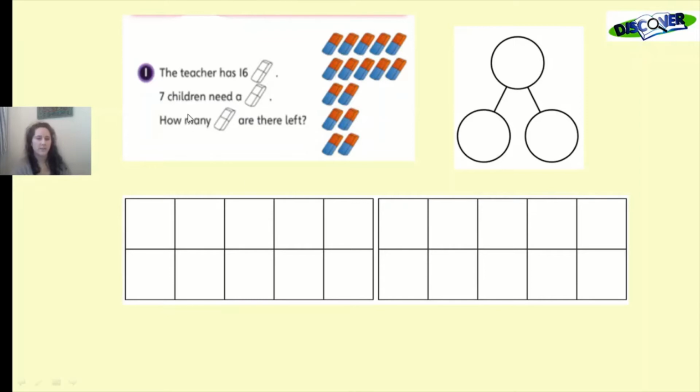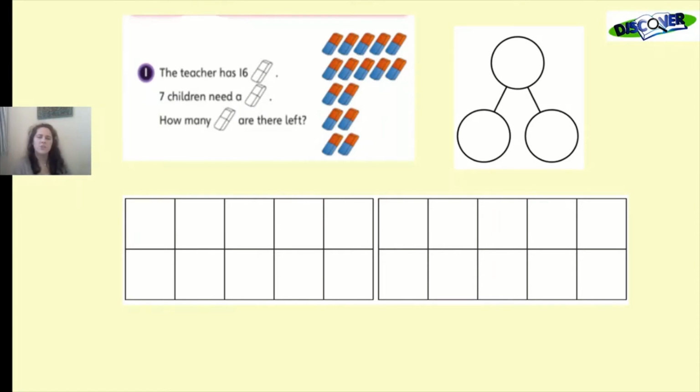We'll start by reading our question. The teacher has 16 rubbers. 7 children need a rubber. How many rubbers are there left? Now, I can spot some important information in this question. See, the number 16 is important and the number 7. Let's have a little think. If the teacher is giving rubbers to students, is she adding rubbers or is she taking them away? Amazing, she'll be taking them away.